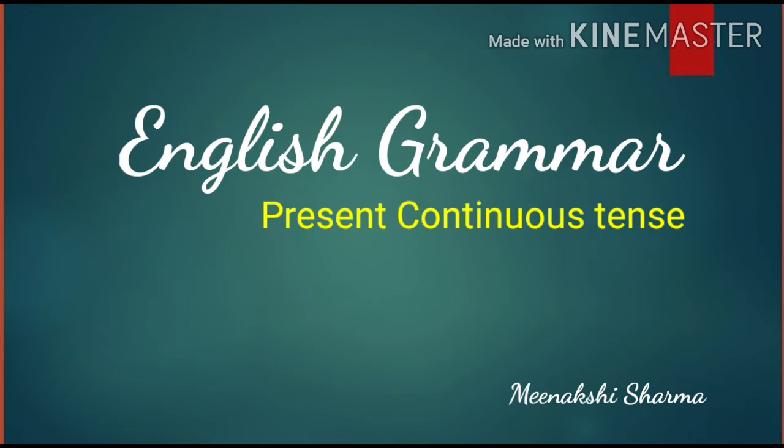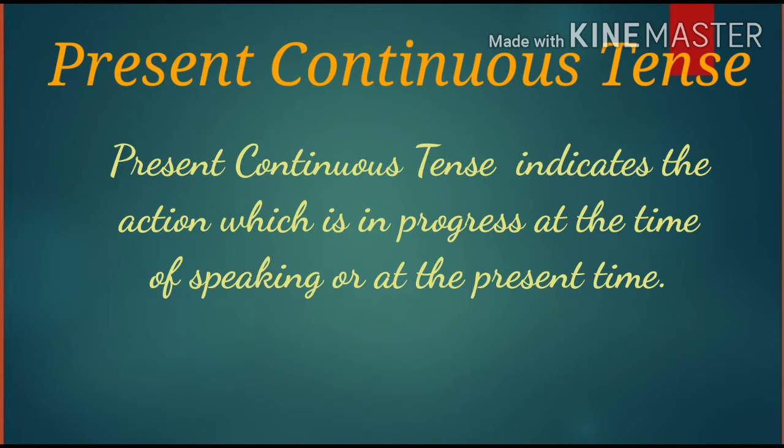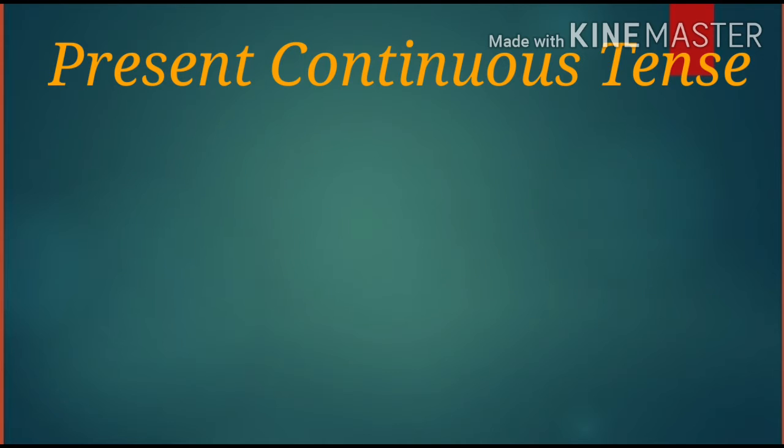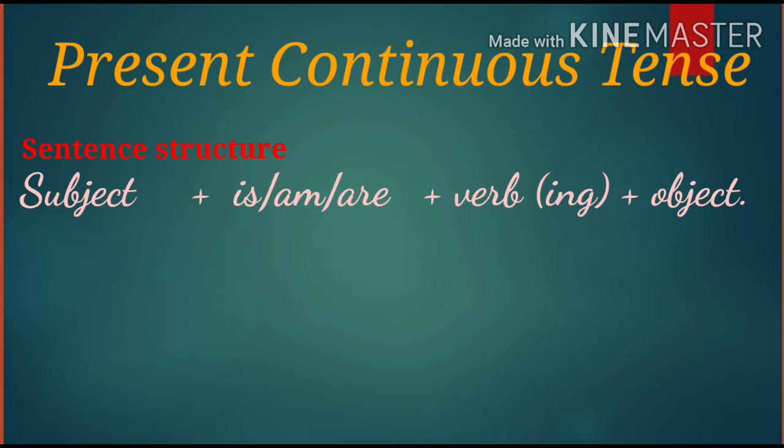Today we will discuss present continuous tense. This tense refers to the form of the verb that indicates an action in progress at the time of speaking or writing. As we know, a progressive tense or continuous tense indicates an action that is incomplete and still in progress. Let's see the sentence structure of present continuous tense.